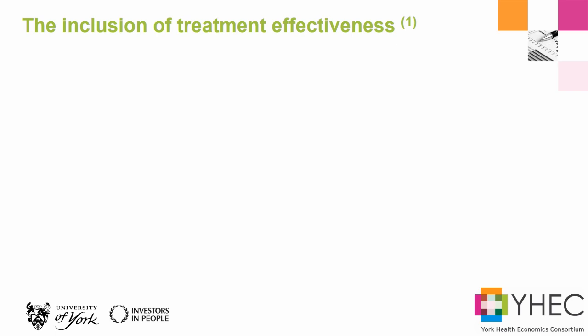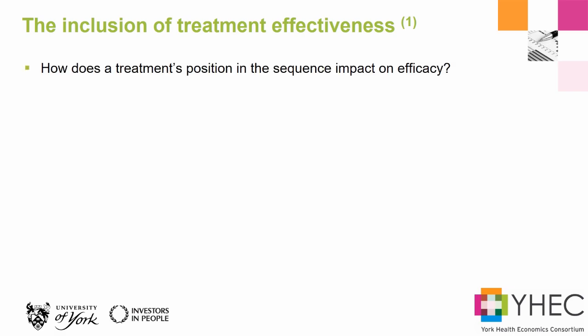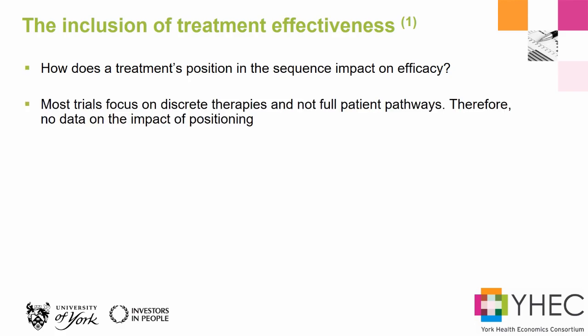The next issue to consider is how we include data on treatment effectiveness, and in particular, how does a treatment's position in the sequence impact on its efficacy? The problem that we have here is that most trials focus on discrete therapies and not full patient pathways. That means we don't have data on the impact of the positioning.